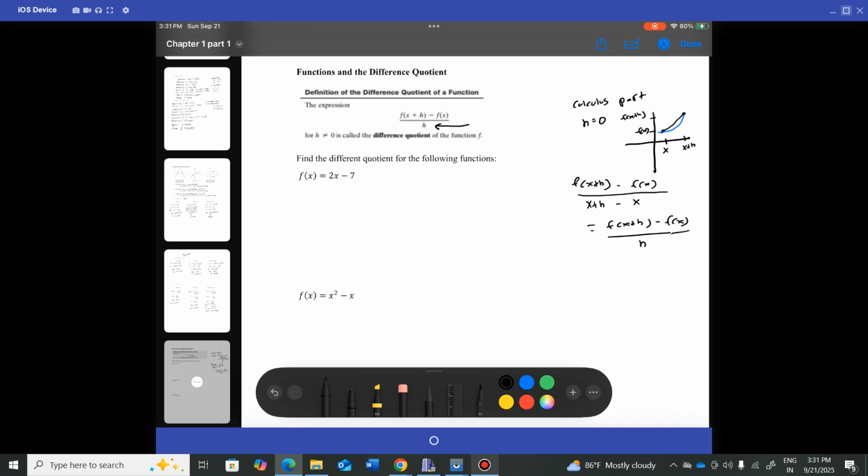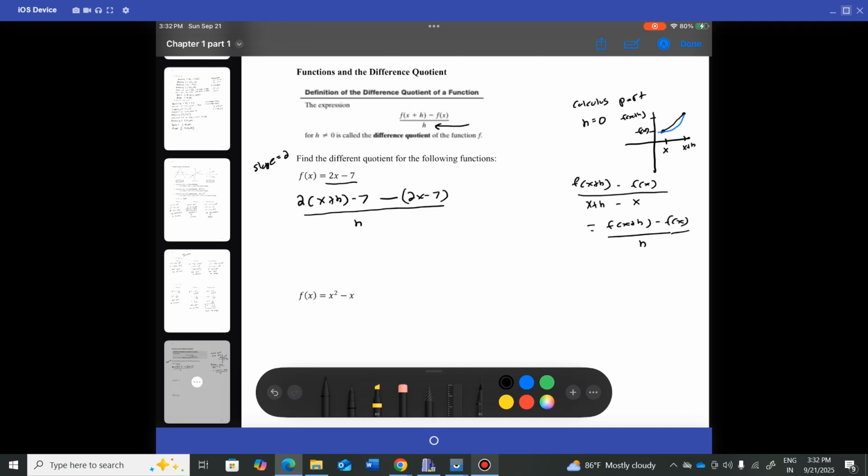Alright, so we're going to start with a linear one. Now, we're finding the slope. So with a linear line, what's the slope? Slope is equal to 2. So we should end up with 2. So we do 2 times x plus h minus 7, minus 2x minus 7, over h.